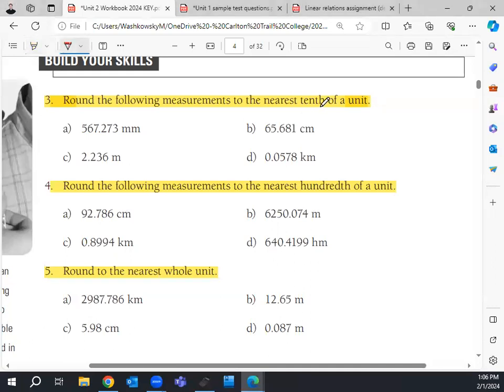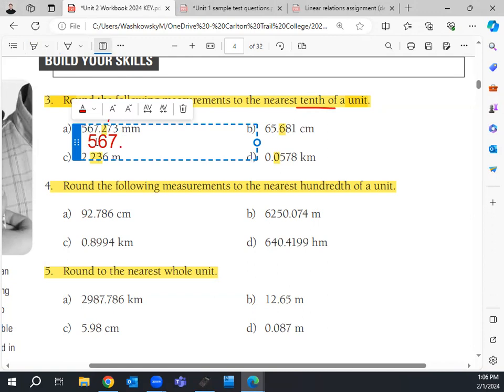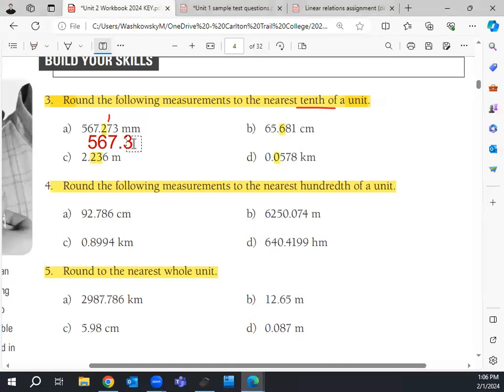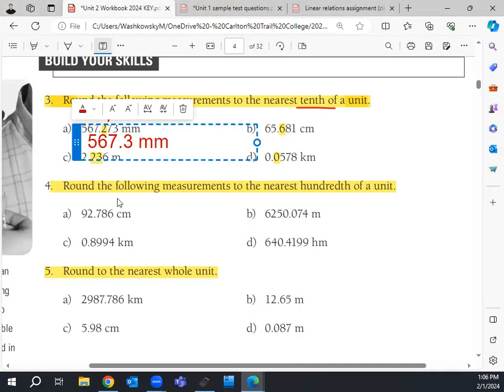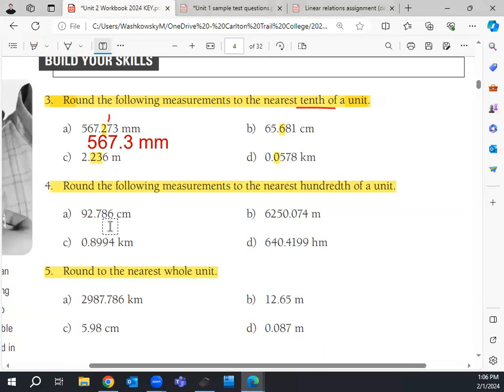So again, if you're rounding to the nearest tenth, T-H, that is going to be the first point after the decimal place. So I'll just do the first one there as an example. Round to nearest tenth, I look at the 7. I can see it's 5 or higher, so it's going to be 567.2. Sorry, 0.3, because it rounds up. Meters. So you guys have another 2 minutes or so.